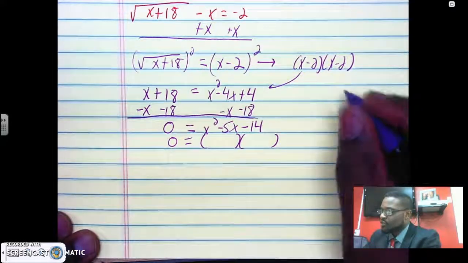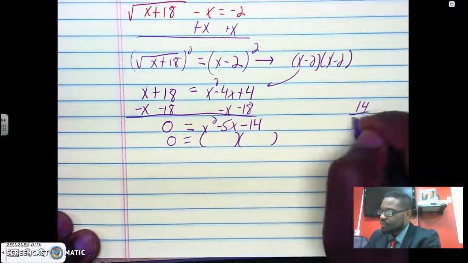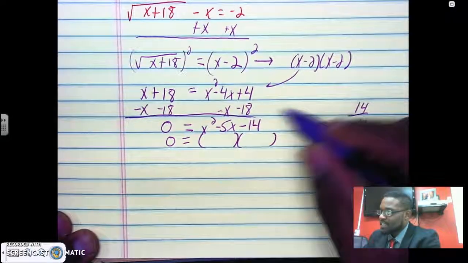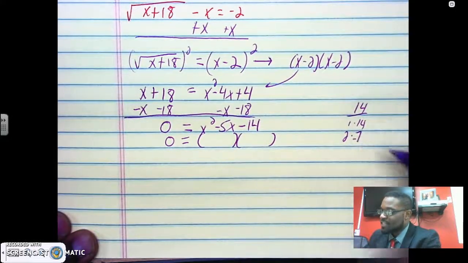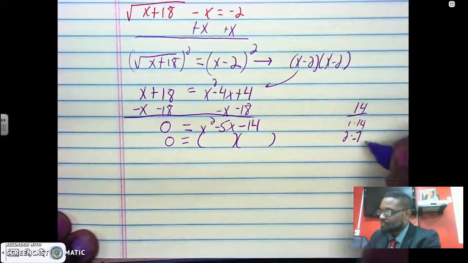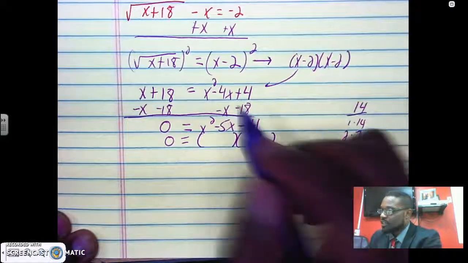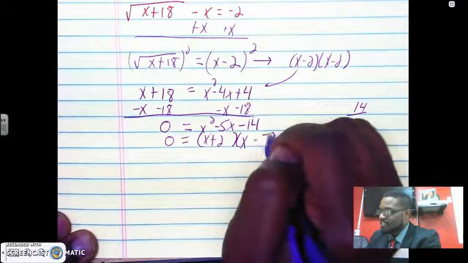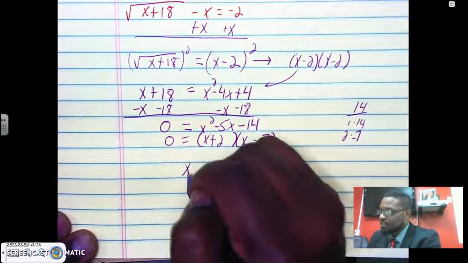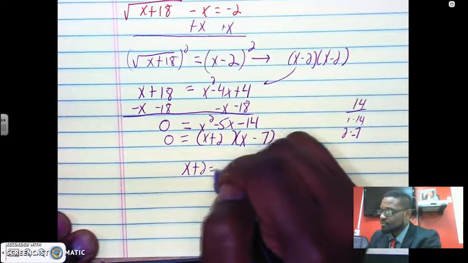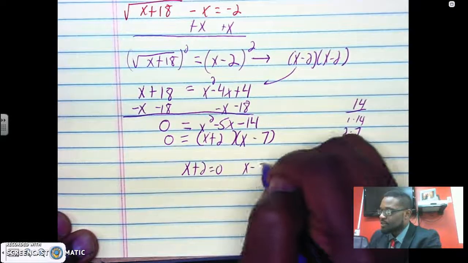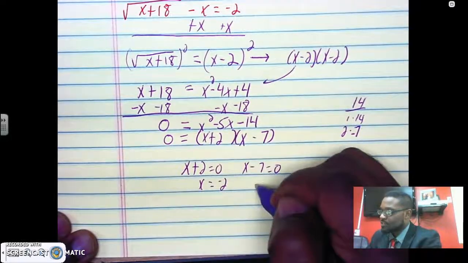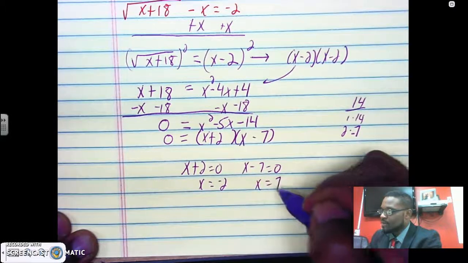The factors of 14 are 1 and 14, 2 and 7. I can get a negative 5 if I make the 7 negative by addition and subtraction. Since my leading coefficient is 1, that's all I have to do. And I say x plus 2 and x minus 7. And then you take each one of those and set them equal to 0. And you'll get x equals negative 2 by subtraction and x equals 7 by addition.